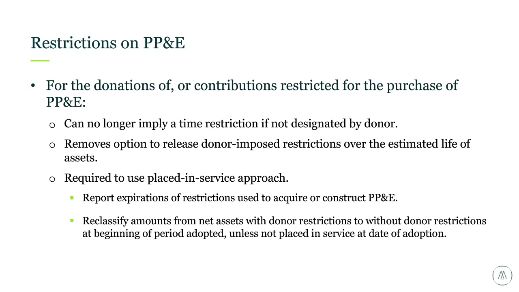You must report expirations of restrictions used to acquire or construct PP&E and reclassify these amounts from net assets with donor restriction to without donor restriction at the beginning of the period adopted, unless those assets are not placed in service at the time of adoption. So remember, in the absence of explicit donor restrictions, not-for-profits would be required to use the placed-in-service approach.